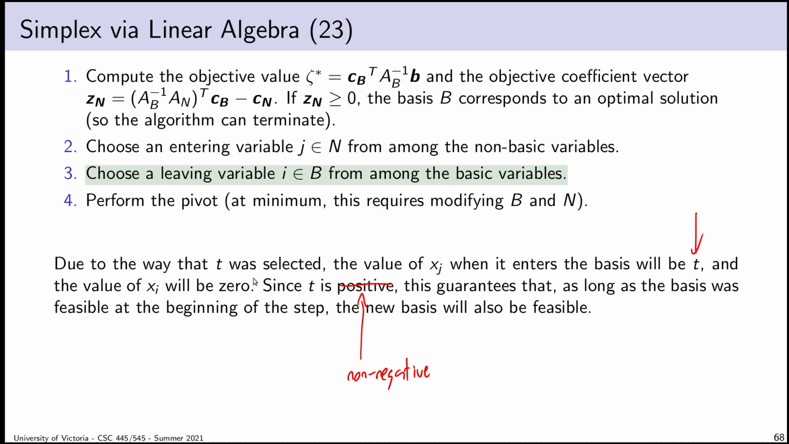This guarantees that, also assuming that t was chosen properly, that is, it's the minimum bound on the entering variable, the new basis I'm constructing will be feasible as long as the basis that I started with was feasible. And it's reasonable to assume that because that's an invariant we've been assuming all along, that we can't run the simplex method unless we have a feasible basis.